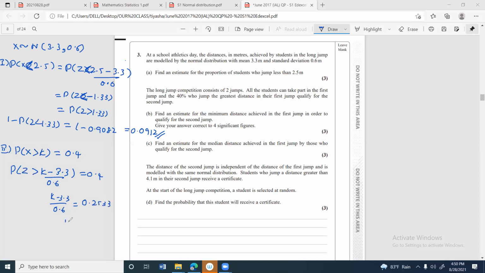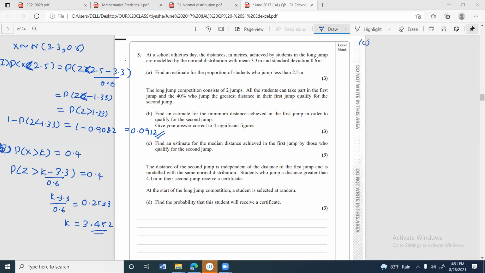So if you simplify this, you get the answer K. The distance you need to jump should be 3.452. If you jump up to this extent or more than this, then only will you be qualified for the next level of the competition. Then the next part of it, that is the part B answer. Part B answer.